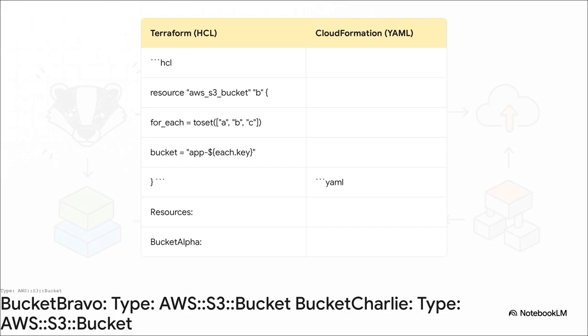In Terraform, if I want 3 S3 buckets, or 30, I can use a for each loop. It's just a few lines of code. To do the same thing in CloudFormation, I literally have to copy and paste that resource block 3 times. Now imagine you need to scale that to 50. That difference in dynamism is a massive deal for day-to-day operations.